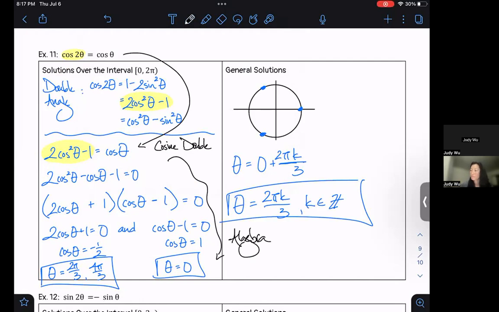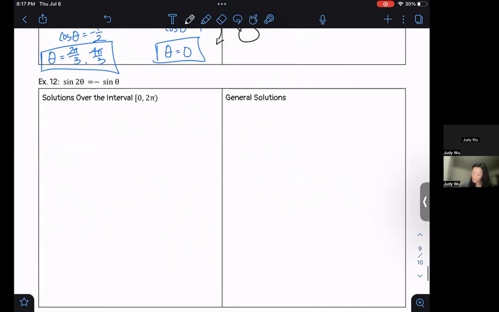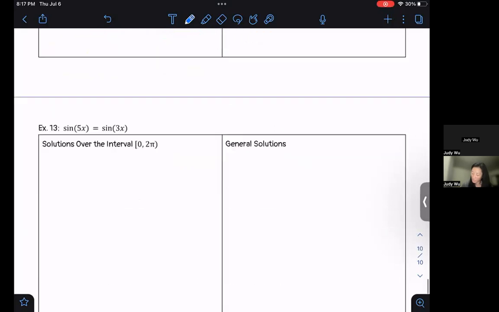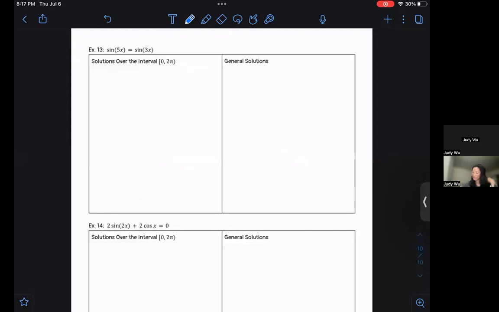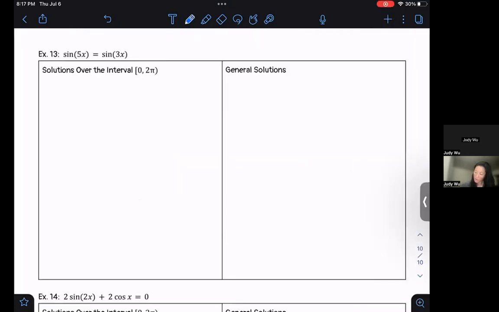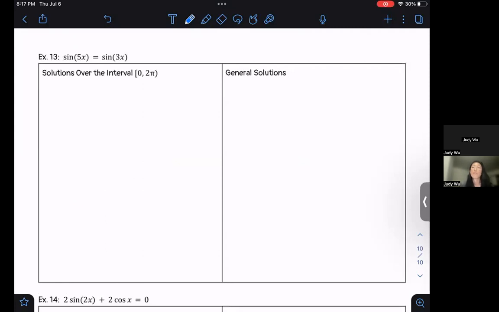Okay. I'm going to leave number 12 here as an extra credit option again. All right. And let's take a look at these last 2 examples and see which one we have. All right. So I'm going to go ahead and take a look at 13. Now, I'm going to give us a hint for 13, but I'm not actually going to finish the whole thing. All right. So I'm going to give us a hint on how to get started.